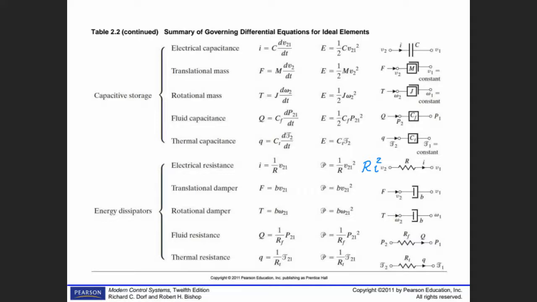R i square, since you can see that you have the current here. And also translational damper. That B is a viscous friction. So power is equal to B times V square. Force is equal to B times V for translational motion. V is the speed here. For rotational, however, omega is also speed, radian per second. V is meter per second.